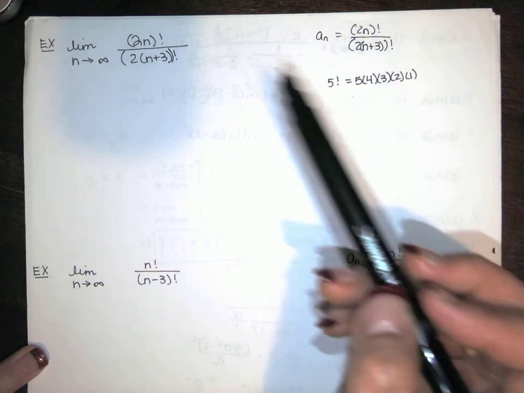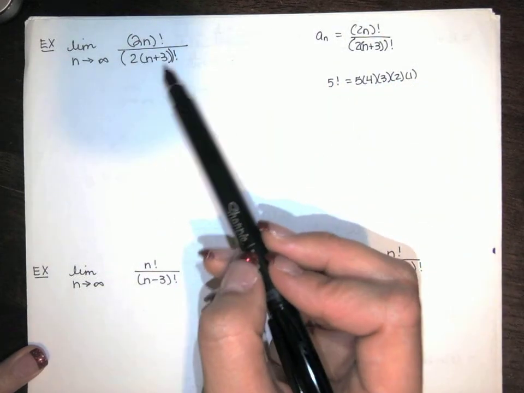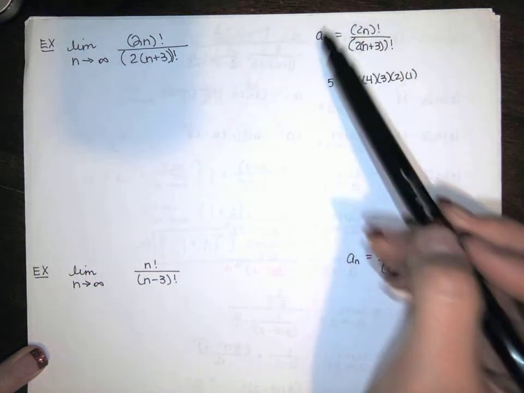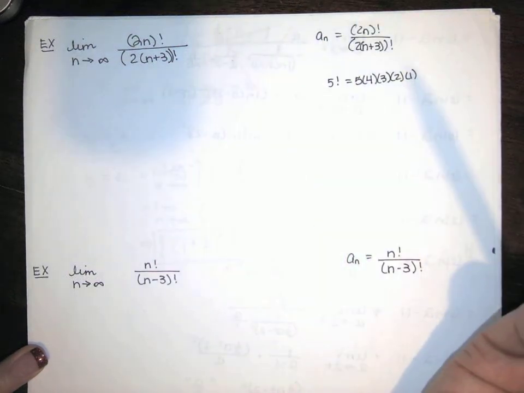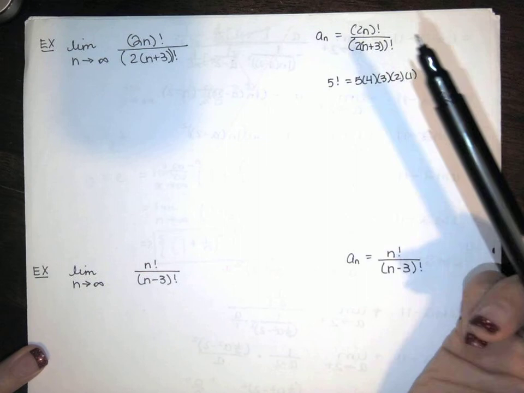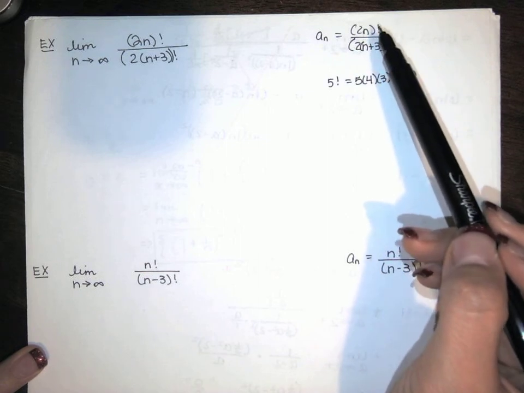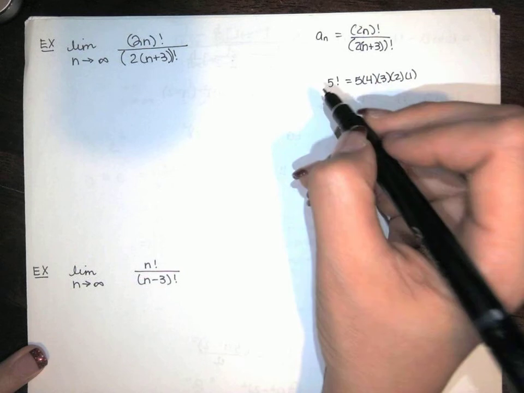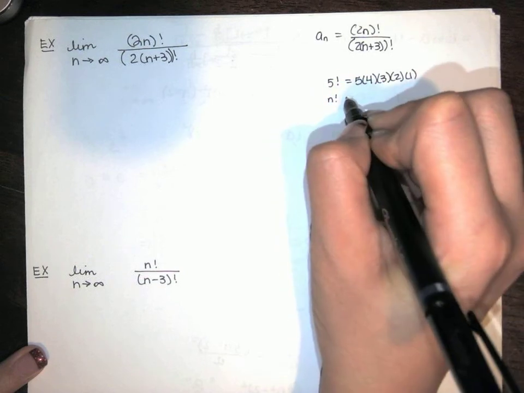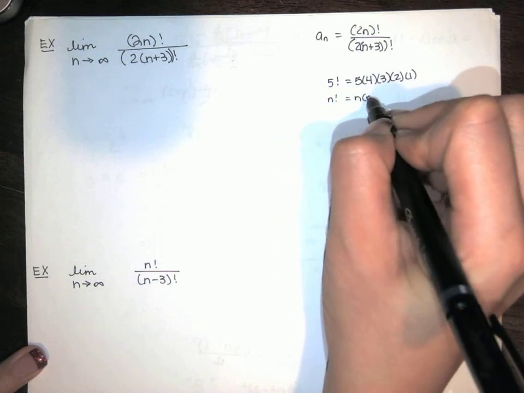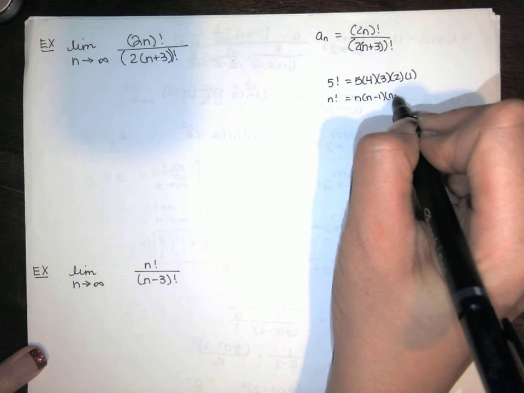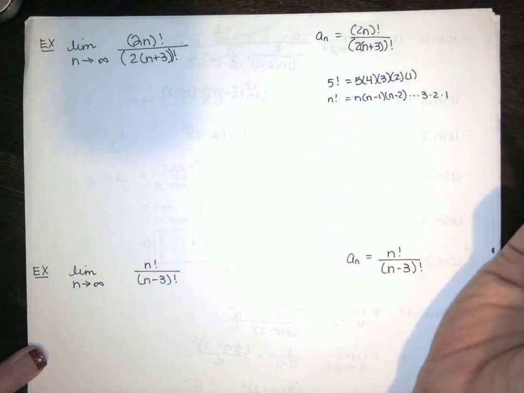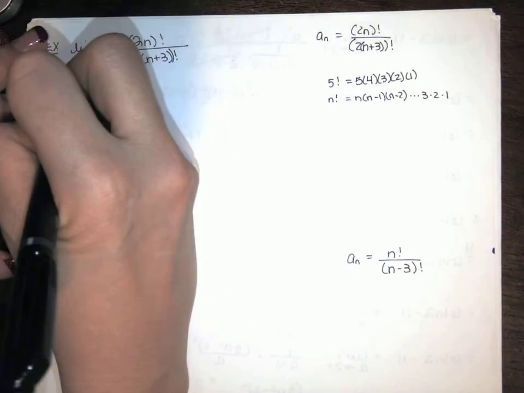But that's not what we're doing here. What we're doing here is we're looking at something that looks like this, and we're trying to determine whether that sequence converges or diverges. So remember that this is how it works. If you see n factorial, what that means is start with n, and then subtract 1 and multiply, and subtract 1 and multiply again, and keep going until you get down to 3 times 2 times 1. We're going to do the same thing over here.